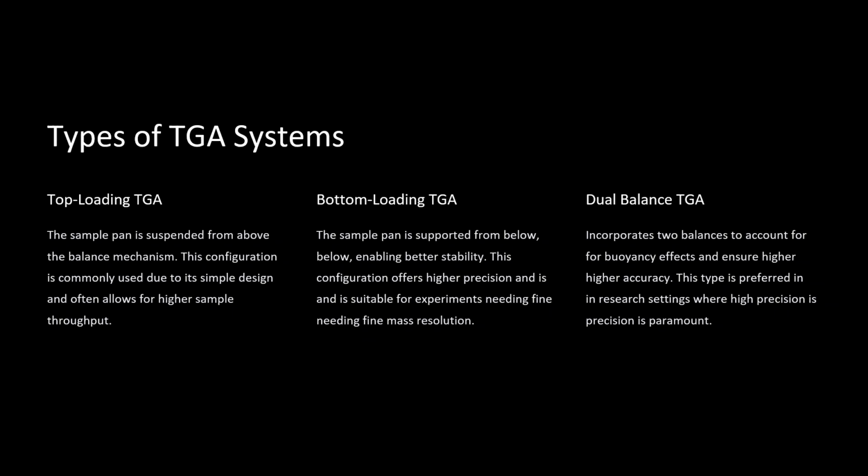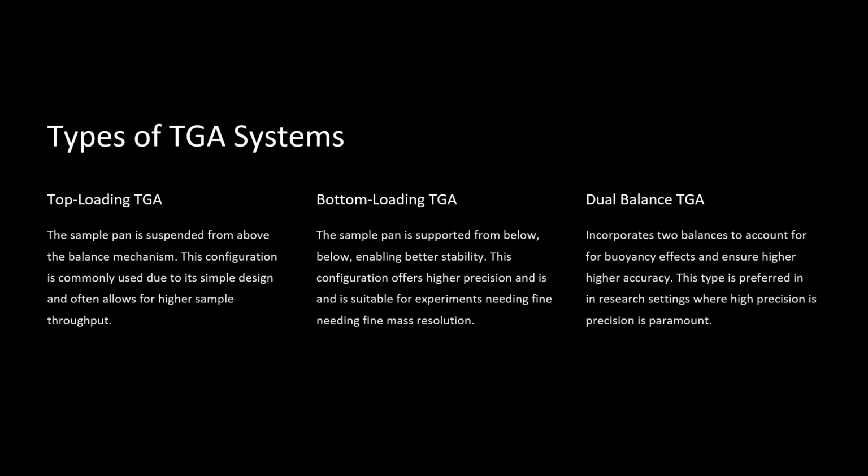There are three types of TGA system: top loading TGA, bottom loading TGA, and dual balance TGA. In top loading TGA, the sample is placed in a pan suspended from a balance located above the furnace. It is suitable for small and light sample and it offers high sensitivity and rapid heating.